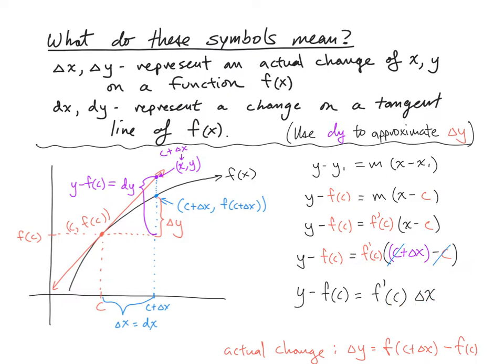f prime of c times delta x is how we will approximate our dy, which again is an approximate change in y. And we are going to use this approximate change in y to pretty accurately estimate the actual change in y.